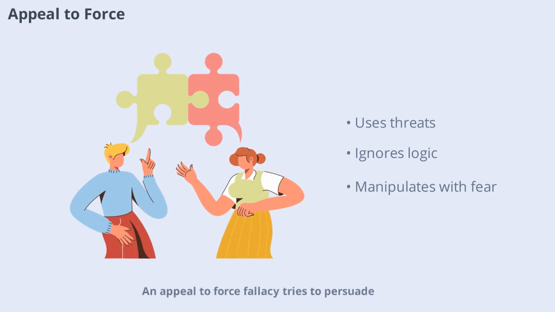An appeal to force fallacy tries to persuade by using threats or intimidation instead of logical reasons. For example, agree with me or you'll lose your job. This approach relies on fear rather than evidence. Recognizing appeals to force helps us stand up for reason and resist manipulation.